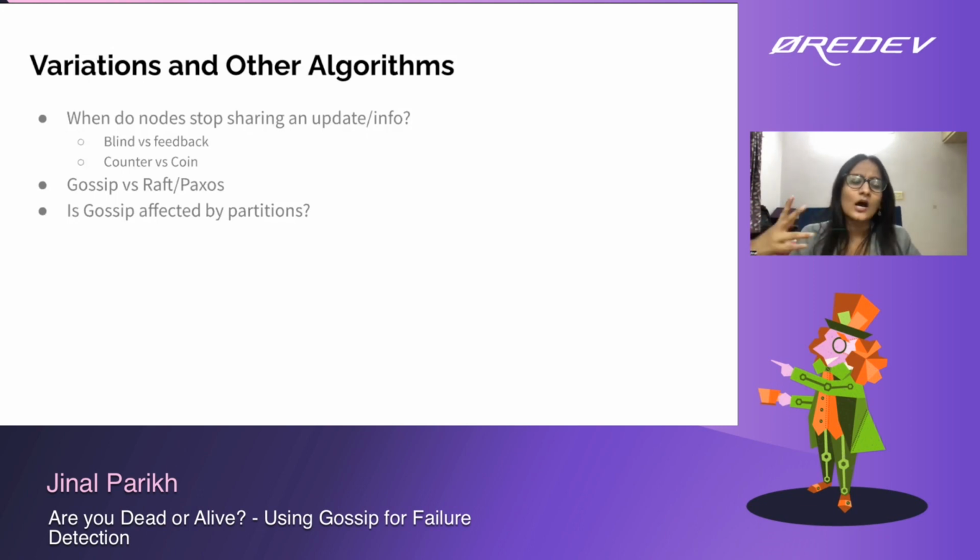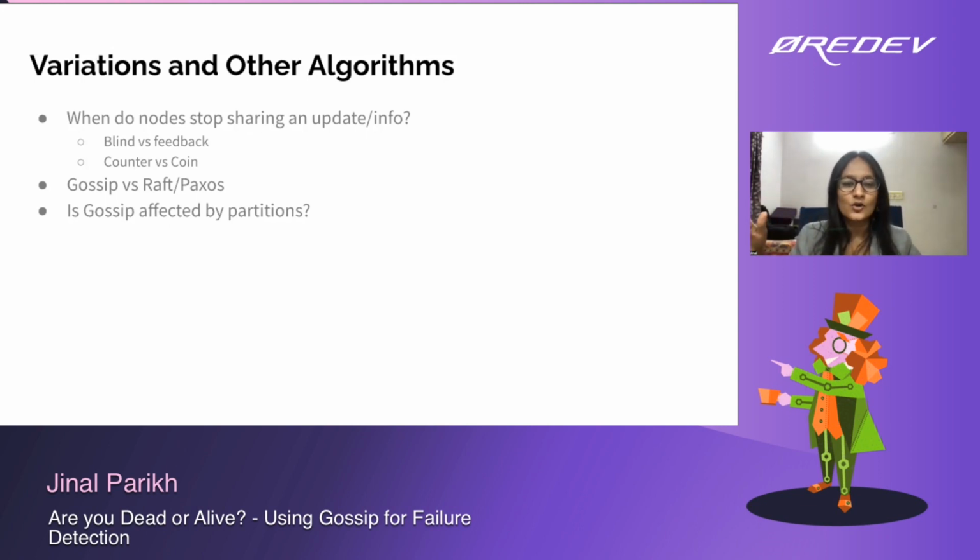The second variation is counter versus coin, where they use feedback, and they stop sending the information and maintain a counter on their own side. If they have exchanged the same information n times with nodes that already have the info, they stop sending the info. So that's it.